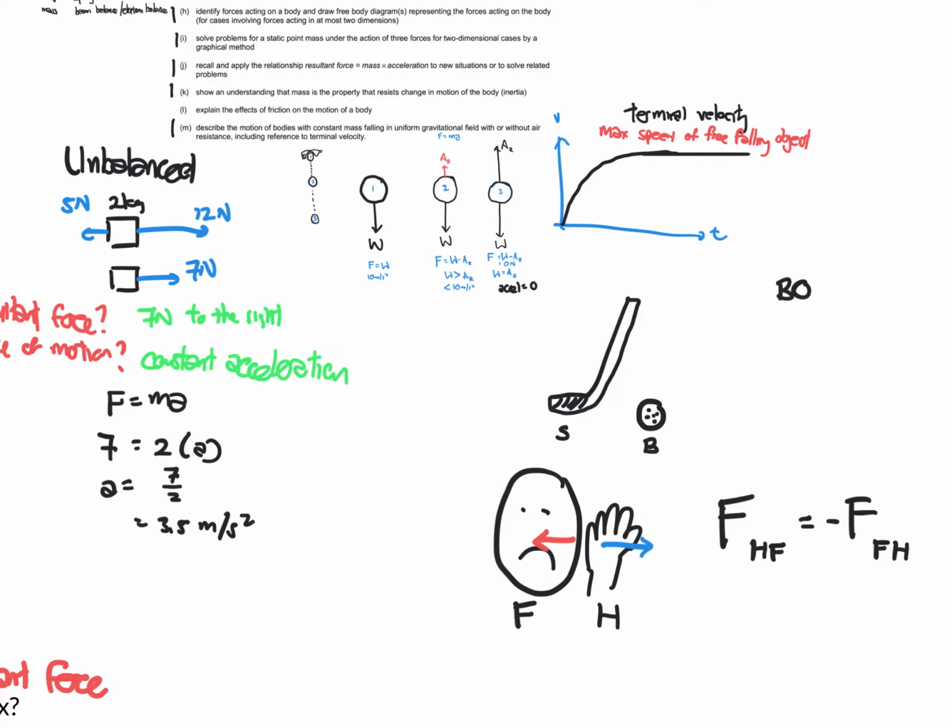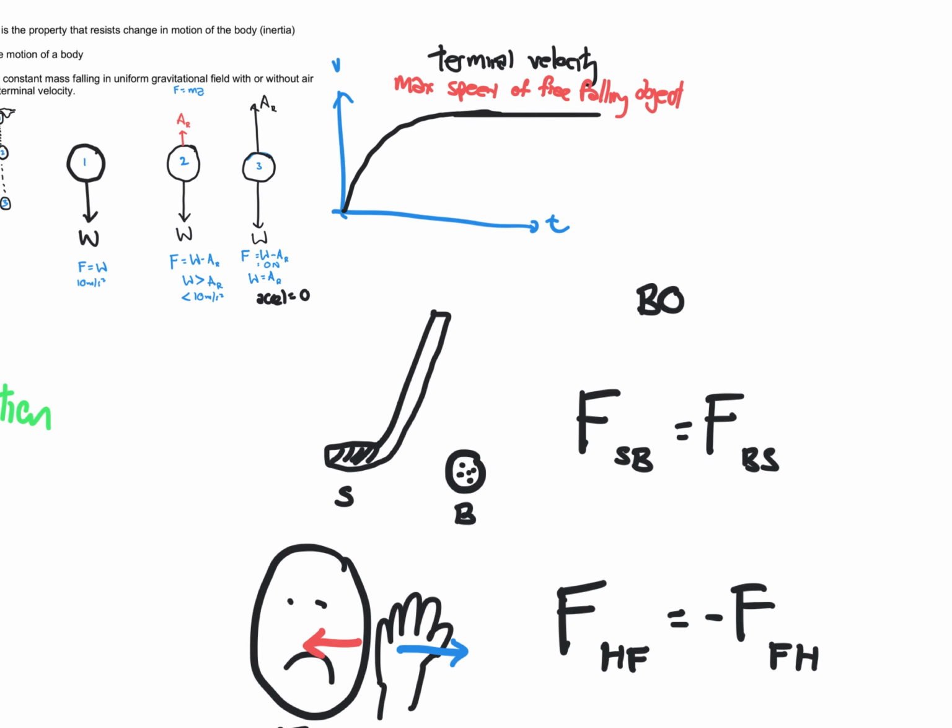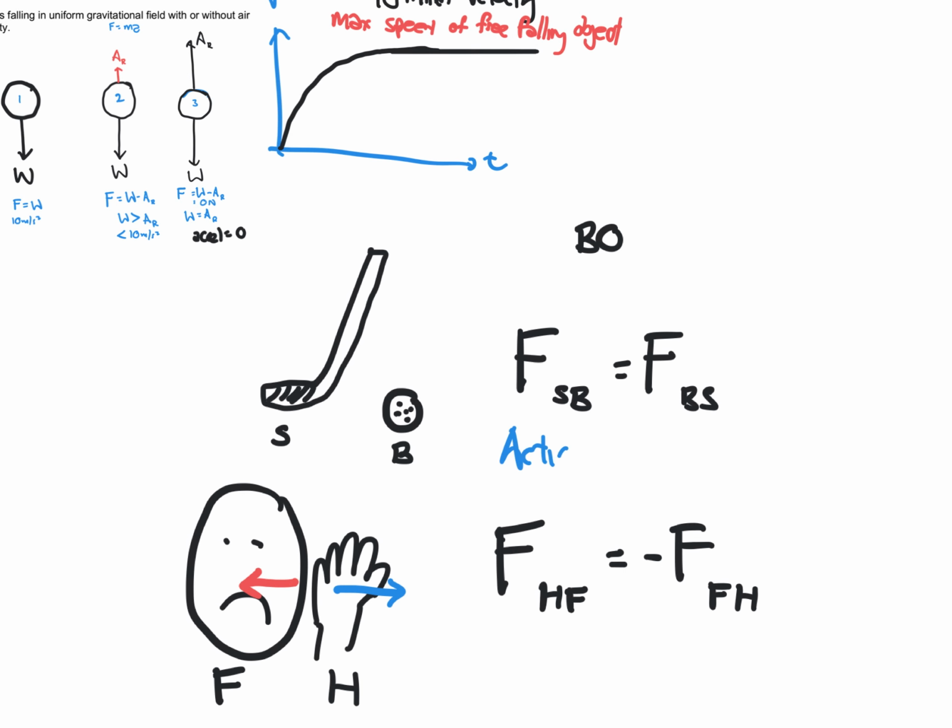So let's try for this one over here. What would it be? The force with which the stick hits the ball. So force by stick on the ball. Well, the stick will also receive a force, isn't it? It will be equal to the force by the ball on the stick. So this is Newton's third law, which basically says that I would have to have a pair. What is this pair? An action-reaction pair.